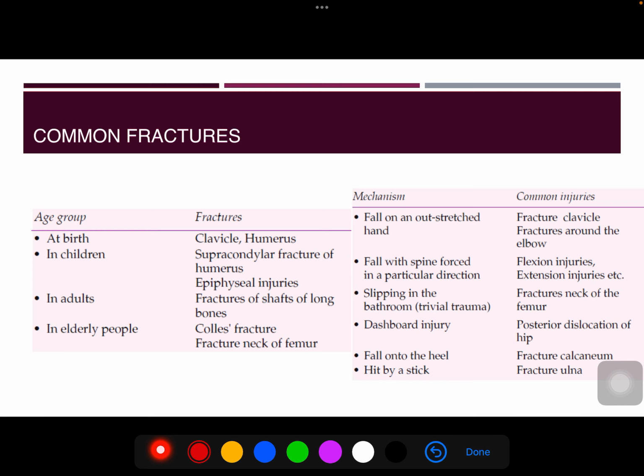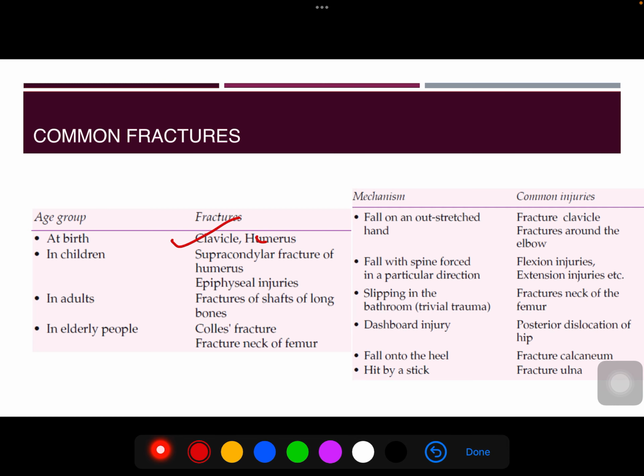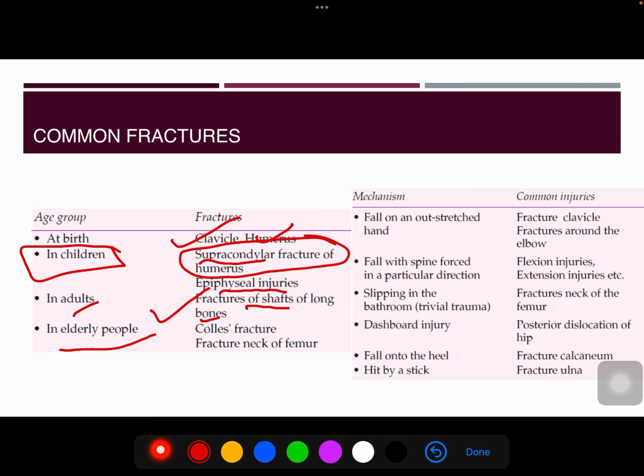The common fractures at birth are of the clavicle and the humerus, and in children, supracondylar fracture of the humerus. This is the most common in children. Epiphyseal injuries are also common. In adults, fractures of the shaft of the long bones are more common, and in the elderly, Colles fractures and fracture of the neck of the femur are more common. As for mechanism, if there is a fall on an outstretched hand, then there is a high chance of fracture of the clavicle and fracture around the elbow.